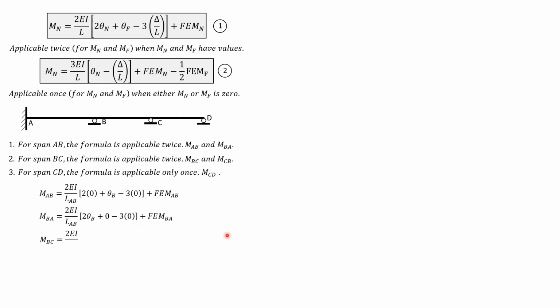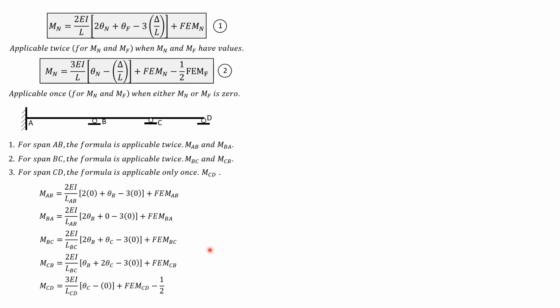Then for BC, MBC equals 2EI over LBC quantity 2 theta B plus theta C minus 3 times 0 plus fixed end moment BC. Then MCB equals 2EI over LBC times quantity theta B plus 2 times theta C minus 3 times 0 plus fixed end moment CB. And finally, for CD, moment CD is 3EI over LCD times quantity theta C minus 0 plus fixed end moment CD minus 1/2 fixed end moment DC. So that's it if you set up equations by slope deflection equations.